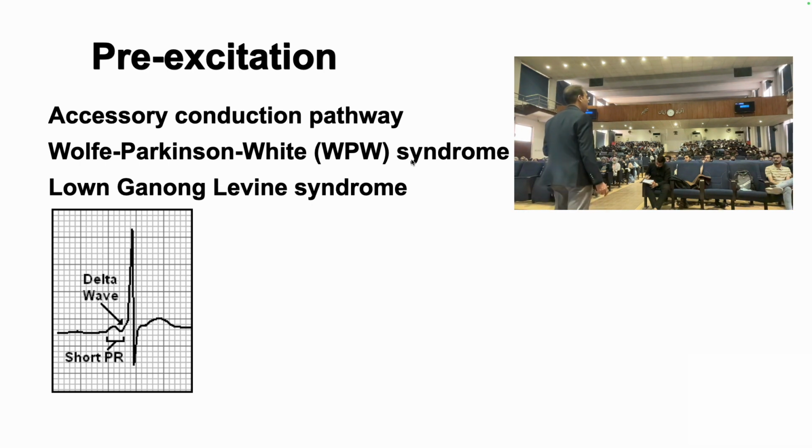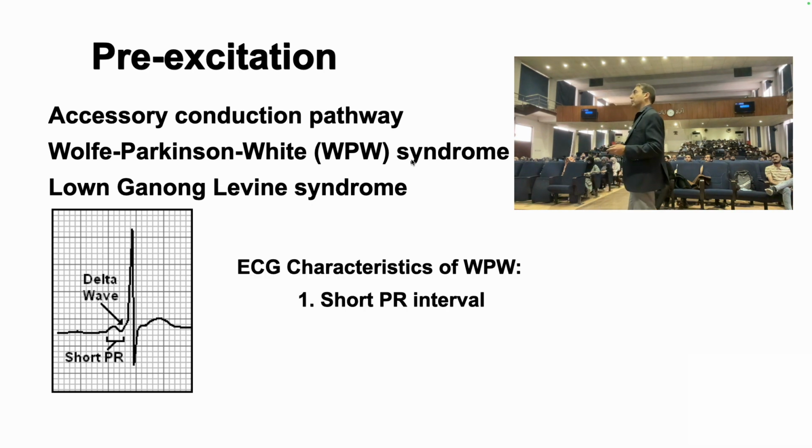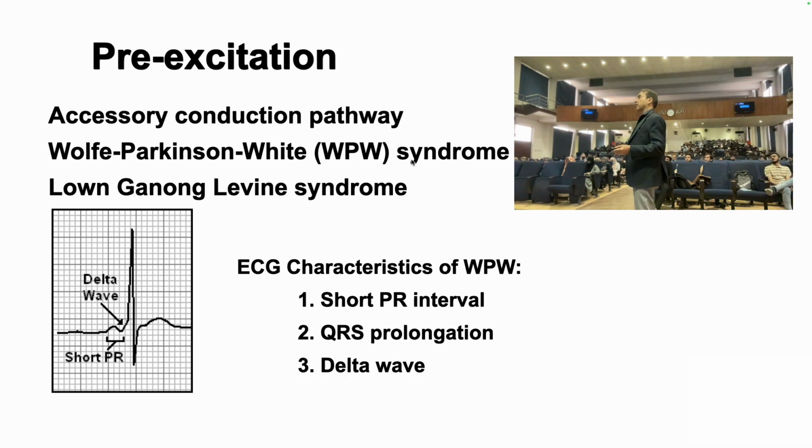And what's the next condition which can produce a broad complex supraventricular tachycardia? One is SVT with aberrant conduction. The other is SVT with bundle branch block, either left bundle branch block or right bundle branch block. That can produce a broad complex tachycardia. So you have to differentiate these two conditions. Treatment is slightly different, and ventricular tachycardia is more serious. ECG of WPW: short PR interval, QRS prolongation, a delta wave in the upstroke.